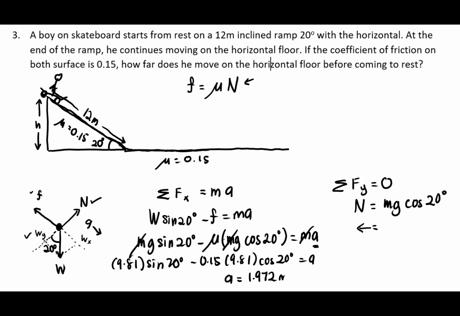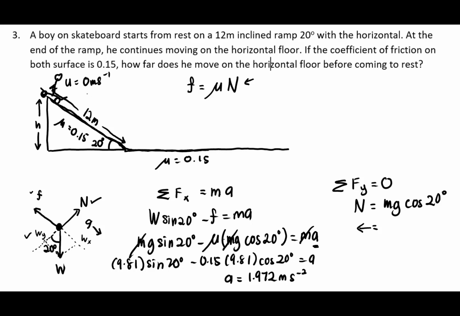1.972 meter per second per second. There you go. Alright, why would I want to find the acceleration over here? Why would I really care about it? Well, what I think is this is the initial velocity. Definitely it is 0 meter per second, right?